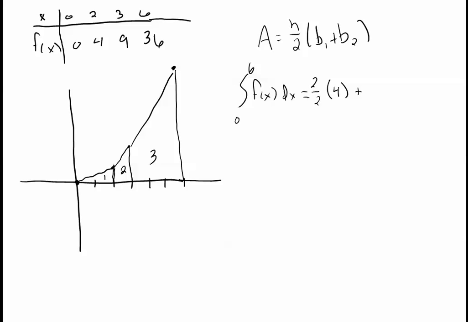For trapezoid number 2, its height is 1 because it goes from 2 to 3. So 1 over 2 times the sum of the bases. This base is at 9 because the point is 3, 9, plus this base, which is 4. And for my third trapezoid, its height is 3 because it goes from 3 to 6. And the first base is 36, and the second base is 9.